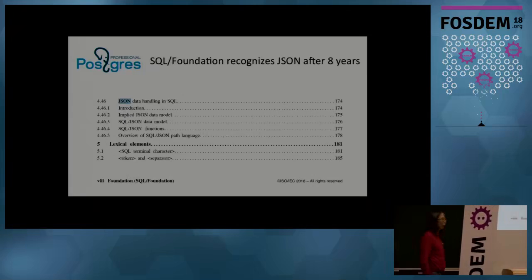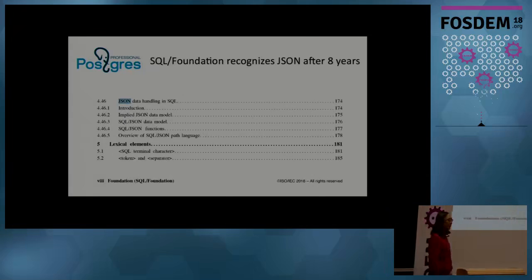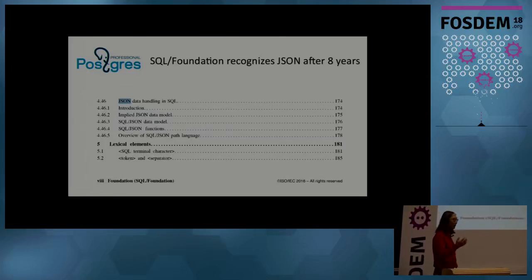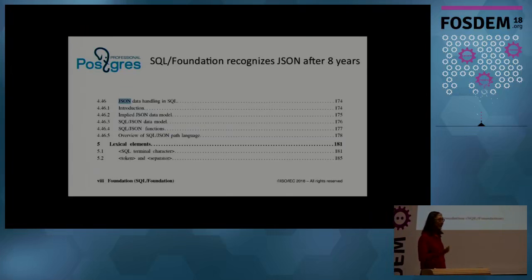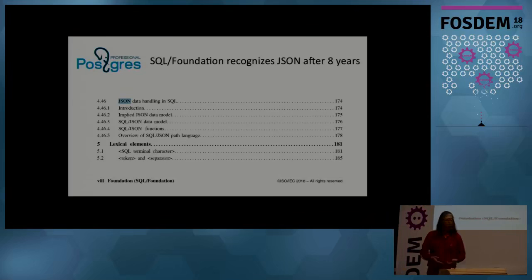So the SQL Foundation finally recognized the importance of JSON after 8 years. At the end of 2016, they released the new SQL 2016 standard, which now has JSON data handling in SQL. So you see the SQL standard recognizes JSON. It describes the data model, the SQL JSON functions, and the path language, which is the most important part. They introduced the path language, which gives you the ability to navigate through the JSON structure and select the parts. This is a very, very important feature.